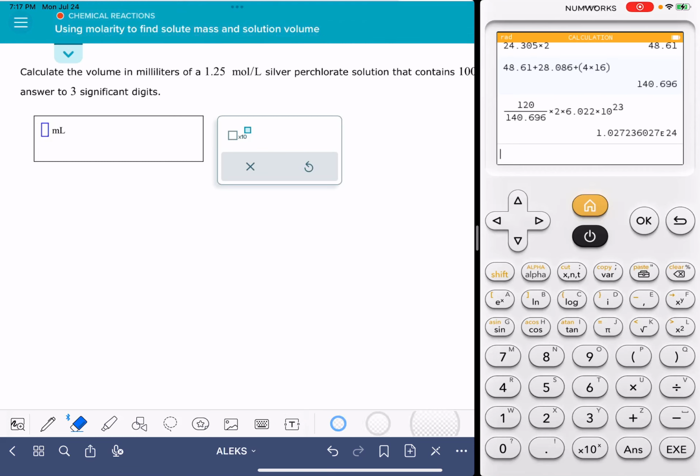In this video, I'll show you how to solve the ALEKS problem called using molarity to find solute mass and solution volume. There are two different versions of this problem, and I am going to show you how to solve both of them in this video. So this problem involves performing a molarity calculation.